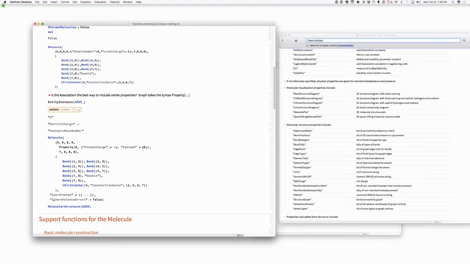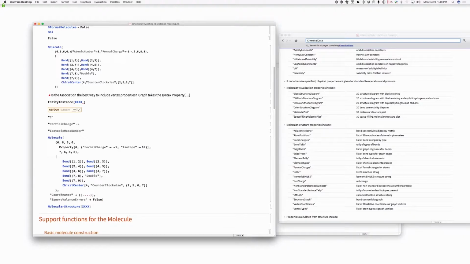First of all, is it always a molecule? No. Sometimes if it has a charge, it's not technically a molecule by IUPAC standards, and if it's a disconnected structure, it's not technically a molecule by IUPAC standards.